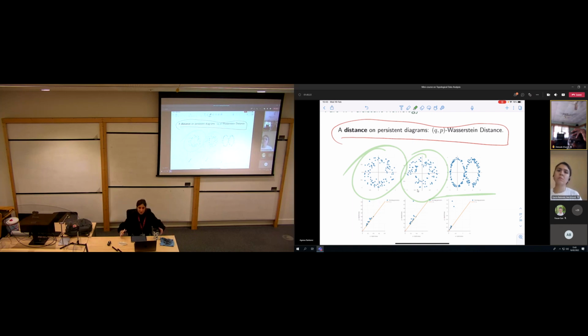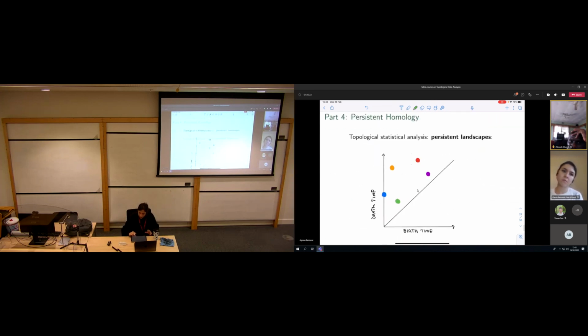That's kind of a problem, because if you want to do statistics on data, you kind of want to be able to sum and average things. Good news, there's a way to transform a persistent diagram into a new object called a persistent landscape. This is going to be a sequence of functions, thus, speaking in technical terms, an object living in a Hilbert space, so something I can sum.